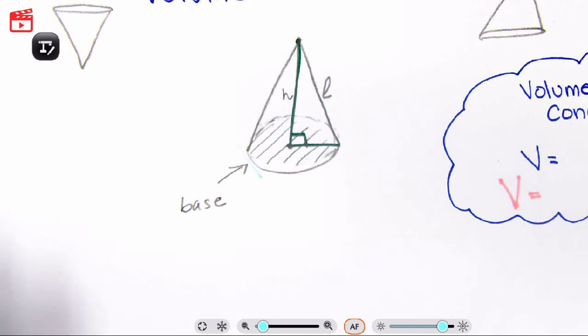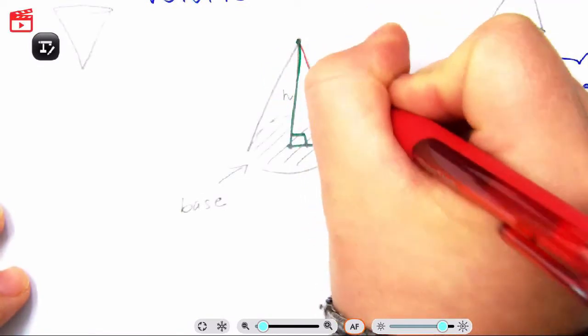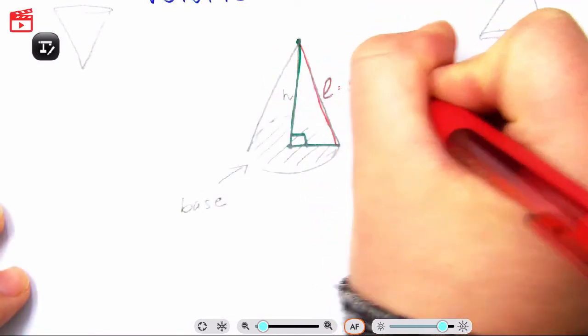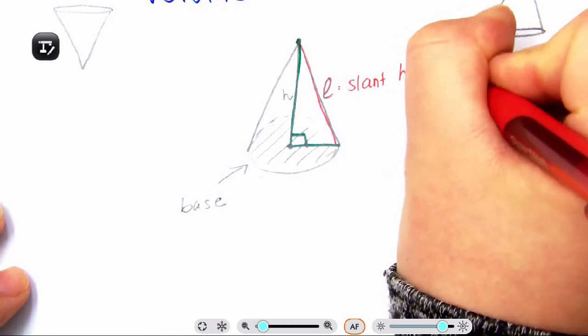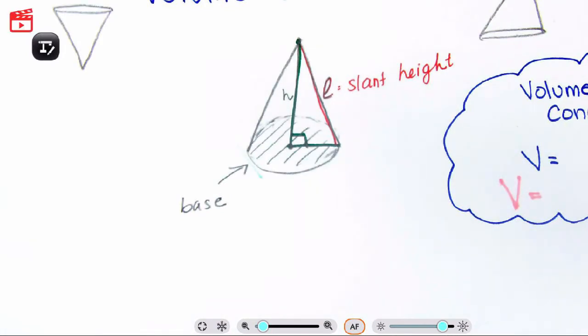All right, and then we have this little thing here off to the side. This is what we call your slant height. Okay, I can spell. Three things. Your base is a circle, your height is perpendicular to the base, and then you have your slant height.